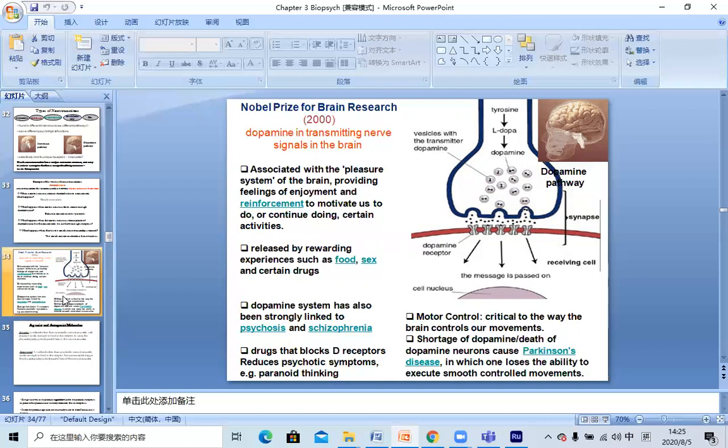On the other hand, dopamine is implicated in some mental diseases. In particular, schizophrenia or psychosis are associated with overactivity of the dopamine system. Dopamine is particularly implicated in the symptoms of schizophrenia, like hallucination.